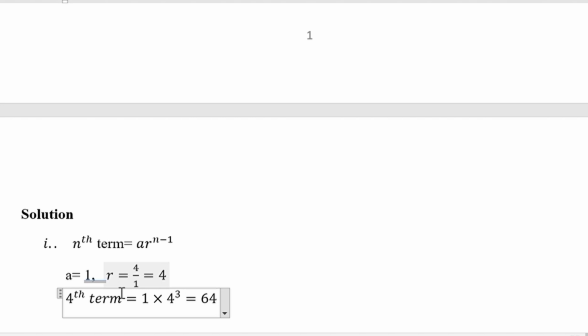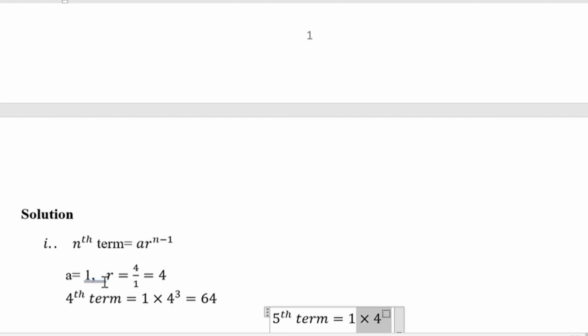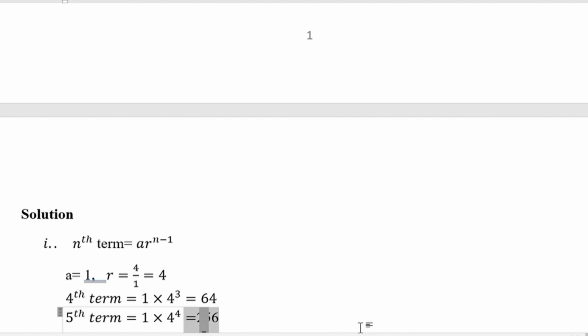What about the 5th term? We shall work it out in that similar manner. We say the 5th term is equal to A, the first term, which is 1, times the common ratio, which is 4, we had calculated here, raised to power 5 minus 1, because we are looking for the 5th term. So the power here will be 5 minus 1, and that is 4. This means 1 times 4 times 4 times 4 times 4, and that gives us 256.